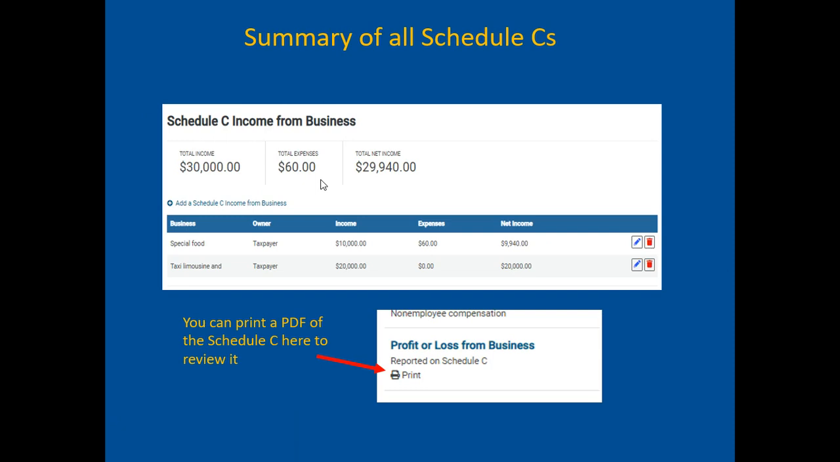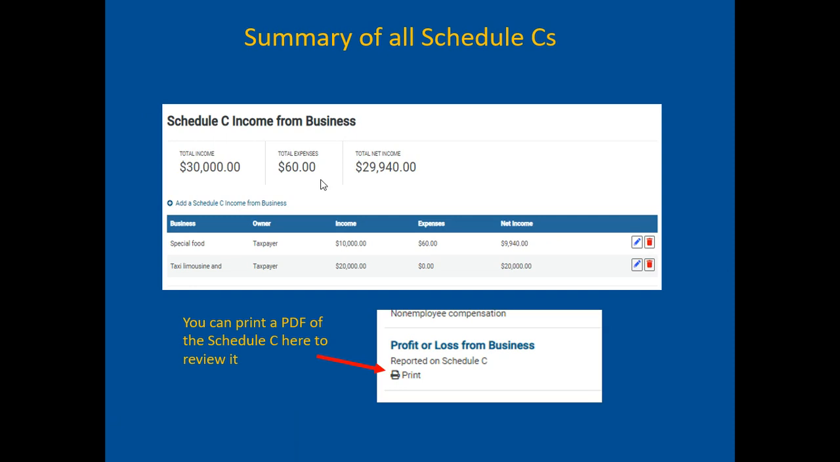When you're done with the Schedule C, you'll see a summary. So on this screen, there's actually two Schedule Cs that you can see here. One that I had finished and one that I was currently working on. Above it, you see a grand total of all Schedule Cs. So we have a special food catering kind of Schedule C. They made $10,000 and they had $60 in expenses. I totally made these up, just so you know.